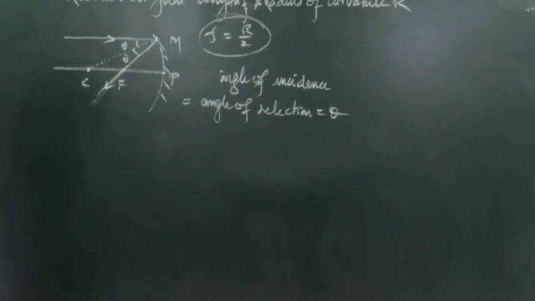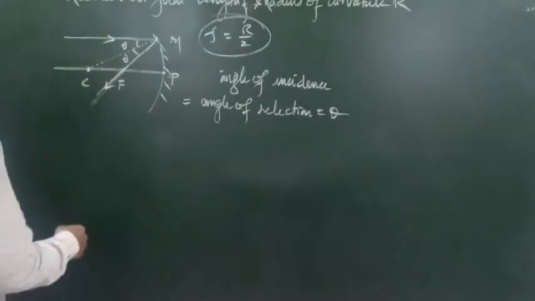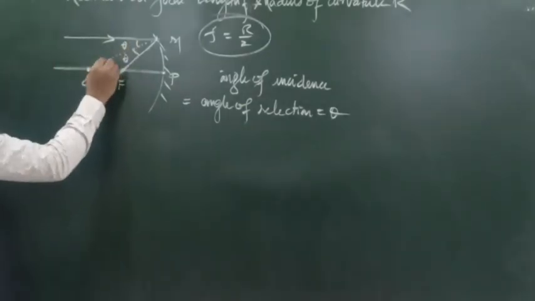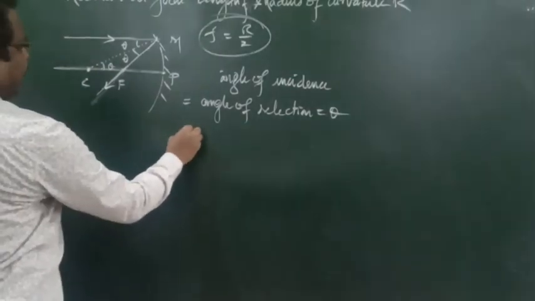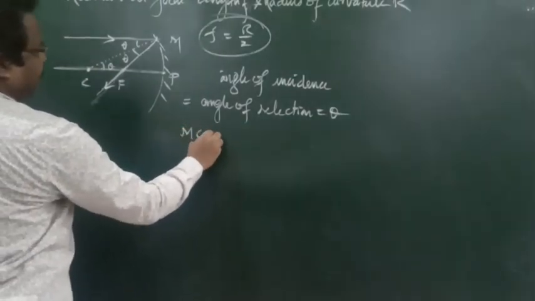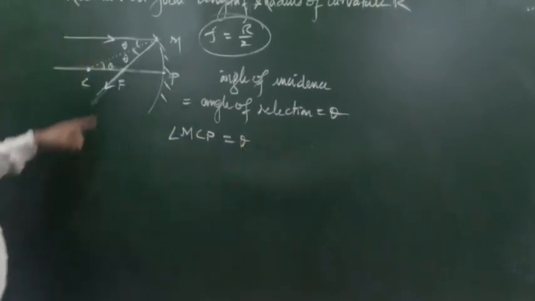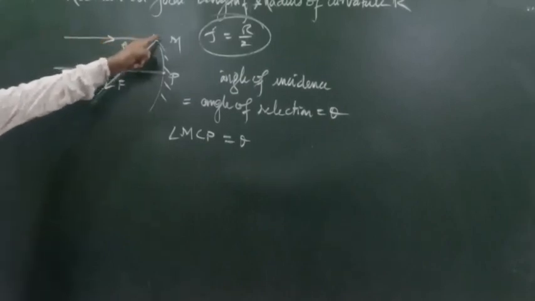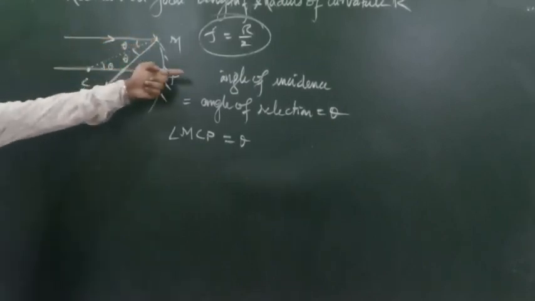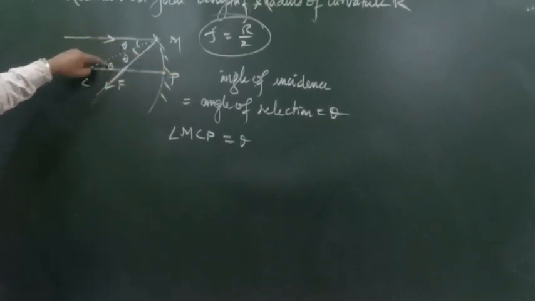Now here, you can go through some more geometrical concepts. As this angle is theta, this will also be theta. Angle MCP will be equal to theta. Are you getting it? This angle and this angle. These rays are parallel to the principal axis, so alternate angles will be equal.